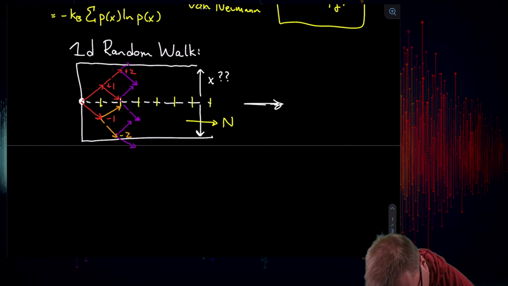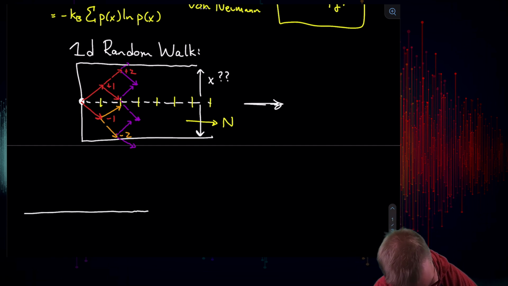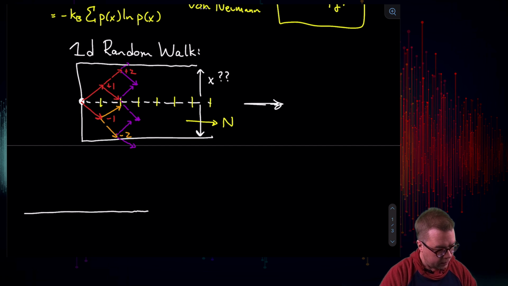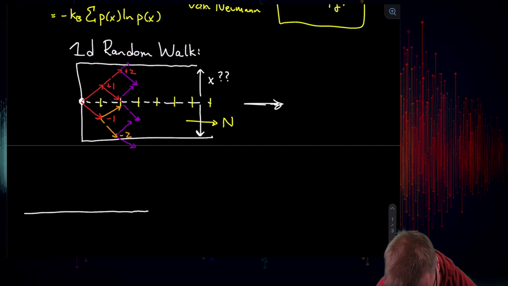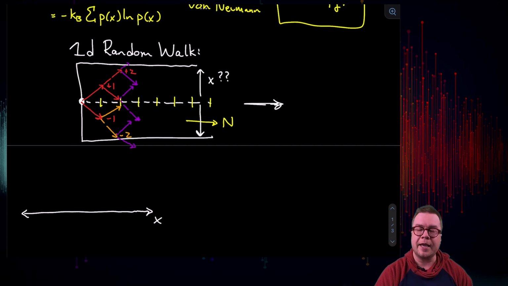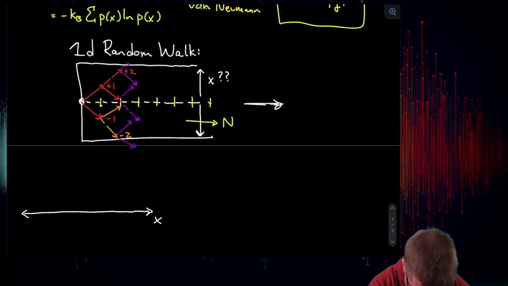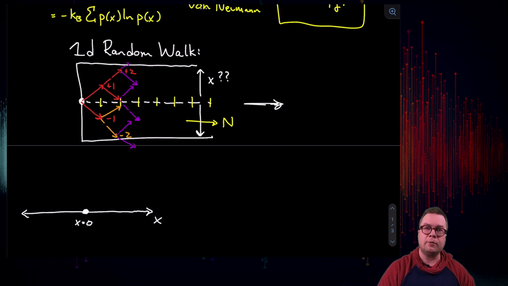So I could draw on the x-axis their position. Almost just like on a number line, here is x. We're looking at what their position is in the alleyway. And so initially, the person starts at x = 0. So this is their position.